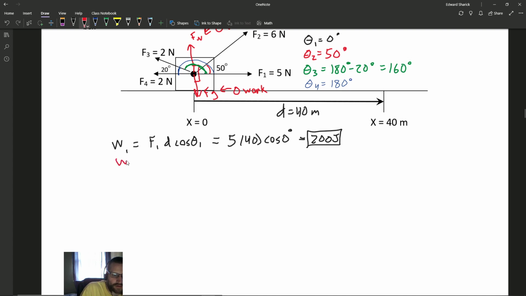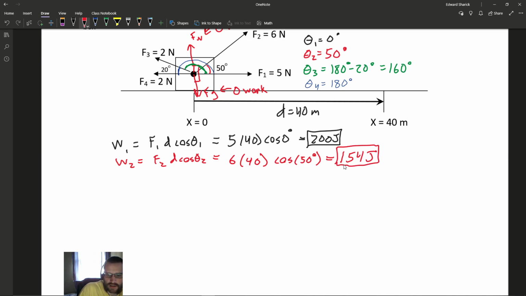For the second object, F2 times distance times cosine theta 2. So F2 is 6 newtons of force. The object's still moving 40, but now my angle is cosine of 50. And if I plug this in, I actually get, let's see, 154.0.3 joules.